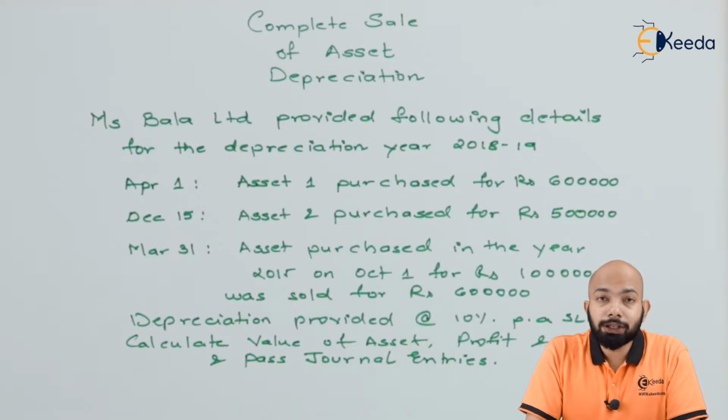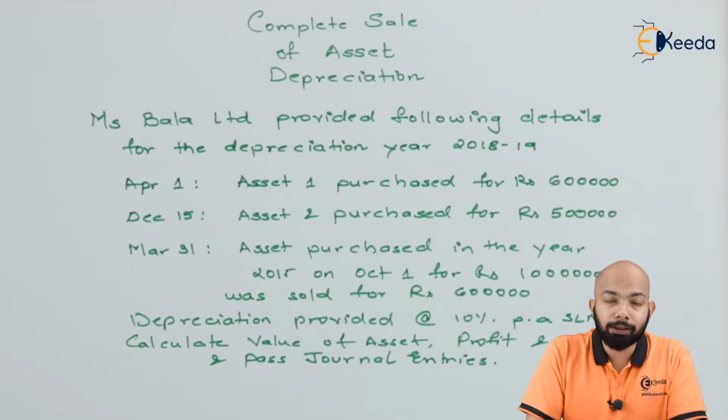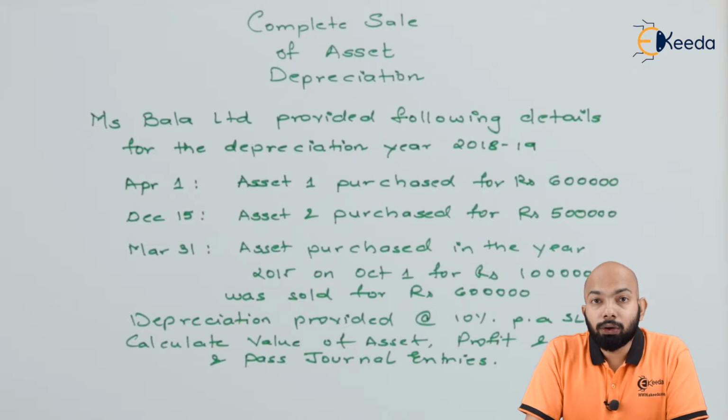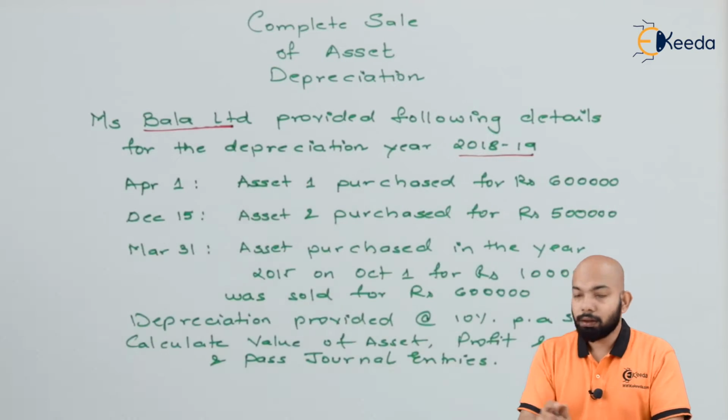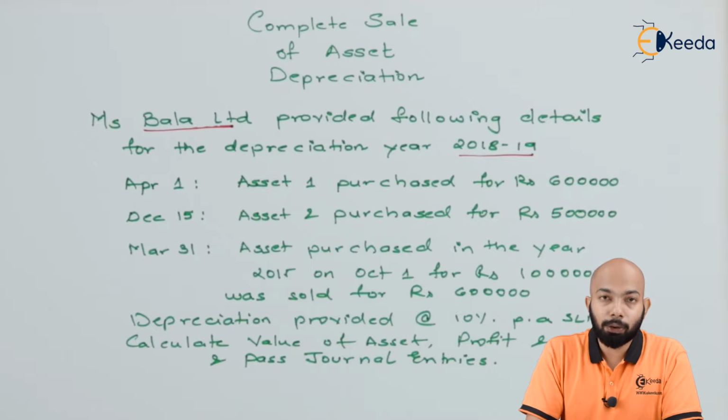So now that we have noted down the problem here, which refers to Messrs. Bala Limited, we have mentioned certain details for the financial year 2018-19. We'll go ahead with all these details in the chronological order, and then we'll figure out how to prepare the timeline for this. Messrs. Bala Limited has provided these details for the financial year 2018-19. We'll just go through the first transaction.